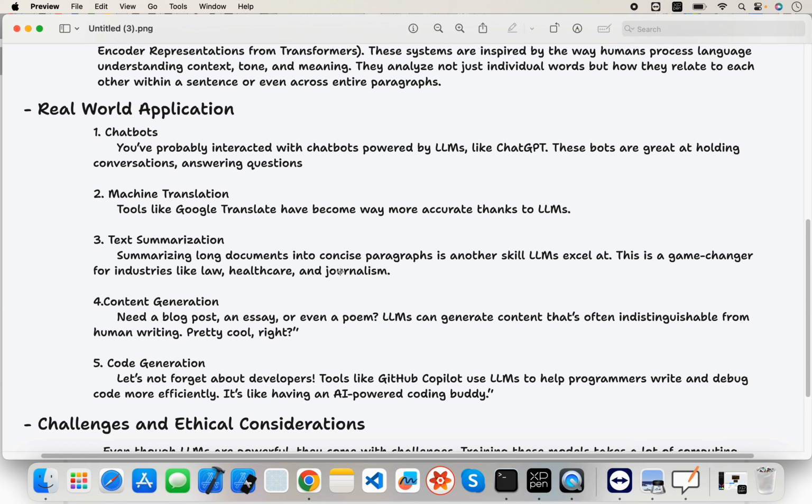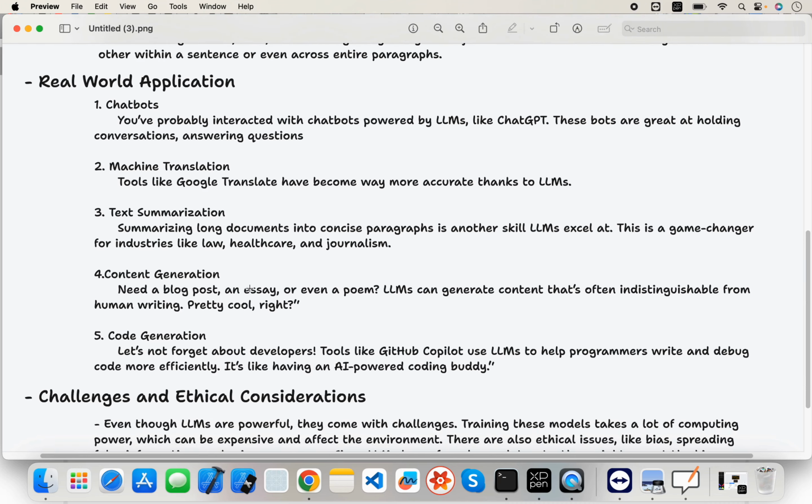And text summarization also. As I said, we can provide a long document or a long sequence of tokens, and it will extract the meaningful information from it, right? So as I say, it is a game changer for industries like law, healthcare, and journalism, right? For content generation, we can also ask ChatGPT to write a blog on this topic, right? And it will generate it in a very good format, and it looks like human generated text, right?